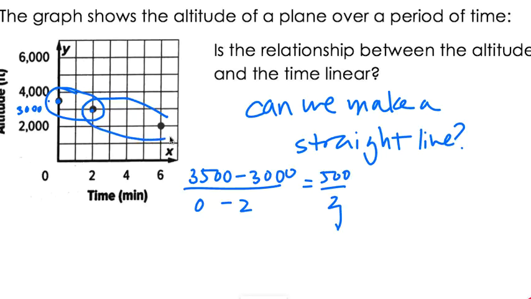So now let's take a look at these 2 points. y2 minus y1 over x2, which is 6, minus x1.